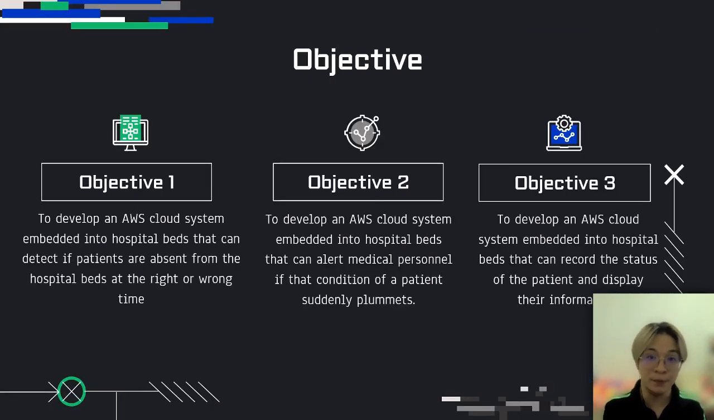Now I'm going to talk about our project objectives. Our proposed solution's first objective is to develop an AWS cloud system embedded into hospital beds that can detect if patients are absent from the hospital beds at the right or wrong times. The second objective is in the same system, but we add alerts to medical personnel if a patient's condition suddenly plummets, like their temperature suddenly going higher than 38.5 or 38 degrees Celsius. Our last objective is to develop an AWS cloud system embedded into the hospital beds that can record the status of the patients and display their information.